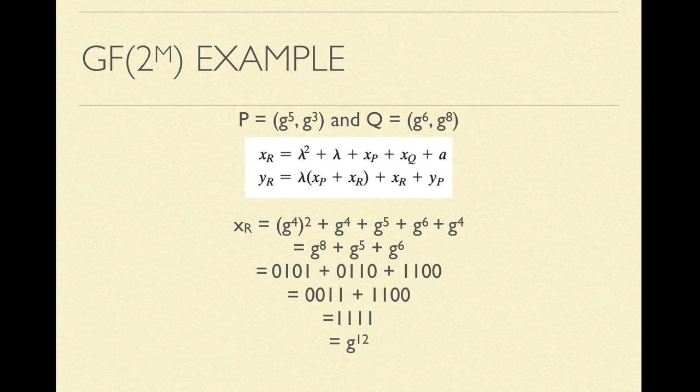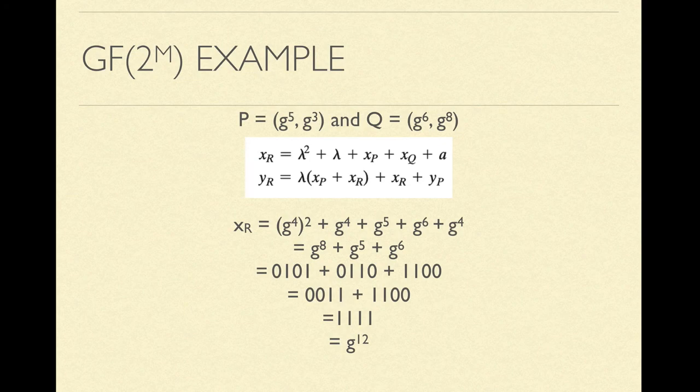So we can use this value of lambda, g^4, and plug that into our equations for x_R and y_R. So x_R equals lambda squared plus lambda plus x_P plus x_Q plus a, which is (g^4) squared plus g^4 plus g^5 plus g^6 plus g^4. Those g^4s cancel, and (g^4) squared is g^8. We use our chart. g^8 is 0, 1, 0, 1, g^5 is 0, 1, 1, 0, and g^6 is 1, 1, 0, 0. Perform the bitwise XOR for addition, and this gives us 1, 1, 1, 1, or g^12.